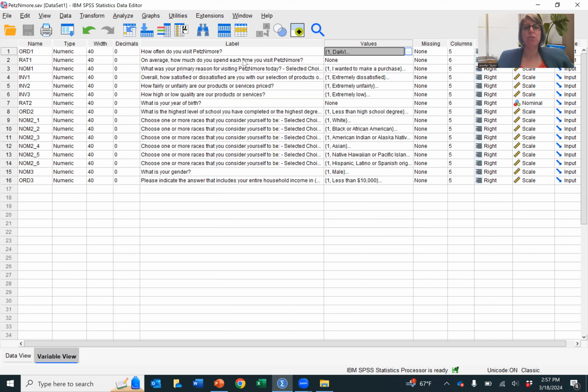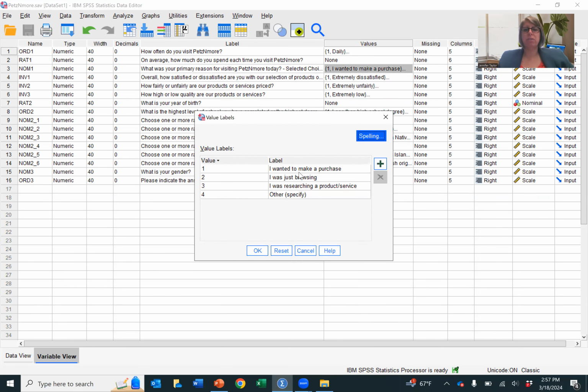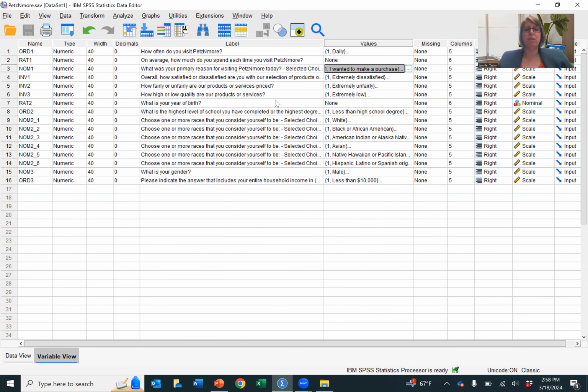On average, how much do you spend each time you visit Pets and More? This is an open-ended question where they could answer anywhere from $0 to infinity amount of dollars. And that's what makes it a ratio. It has that 0 point, and it's open-ended, which is helpful. Okay, so nominal. What was the primary reason for visiting Pets and More today? If you look at the answers they could choose from, I wanted to make a purchase, I was just browsing, I was researching a product or service. Those are just categories. There's no hierarchical order to it, which makes it nominal.